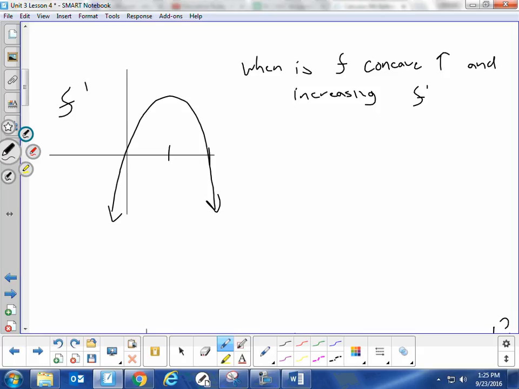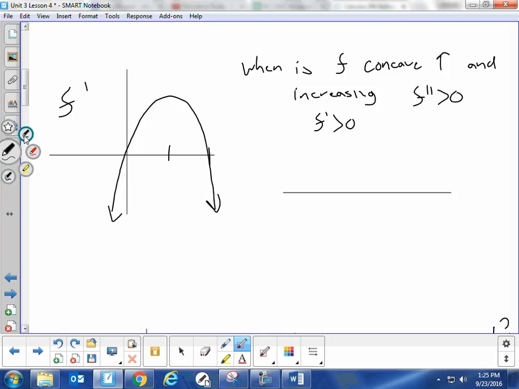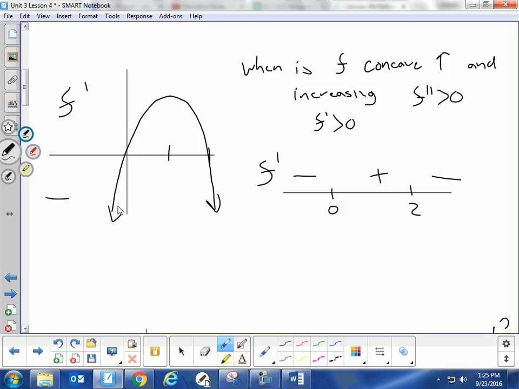Concave up is when the second derivative is positive. Increasing is when the first derivative is positive. If it was decreasing, then you'd say your first derivative is negative. But it's not, it's increasing. So I need to figure out when my second derivative is positive and my first derivative is positive. I'll look at the signs of my first derivative first. So f prime is negative when it's left of 0, is positive from 0 to 2, and it's negative after 2. These are the signs of f prime. This is just the values of f prime that I see, the function values.